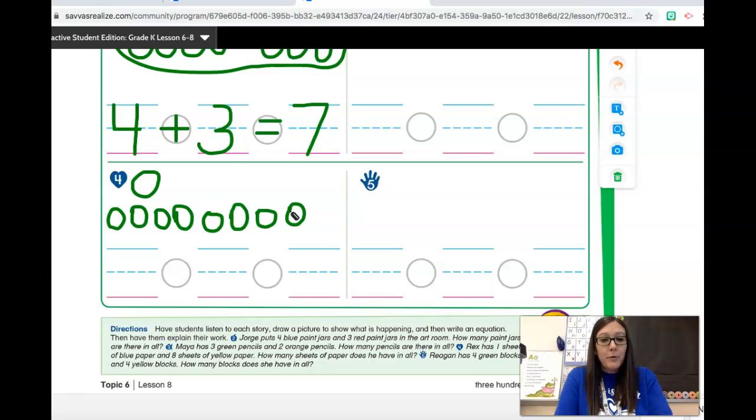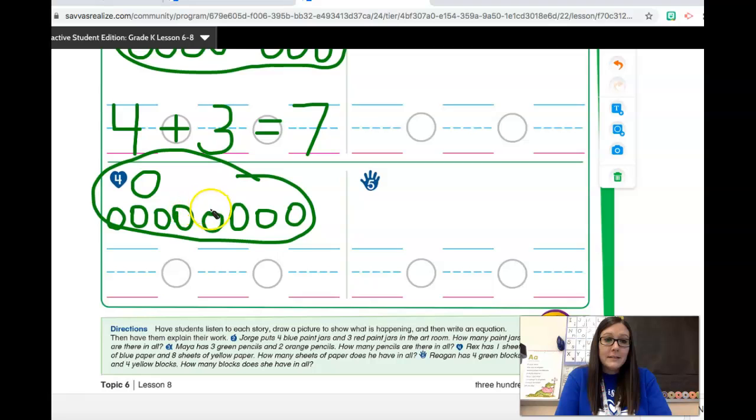How many sheets of paper does Rex have in all? We're going to have to count all of them. Here we go. 1, 2, 3, 4, 5, 6, 7, 8, 9. 9 sheets of paper in all. Let's write a math equation or a math sentence that matches that picture.